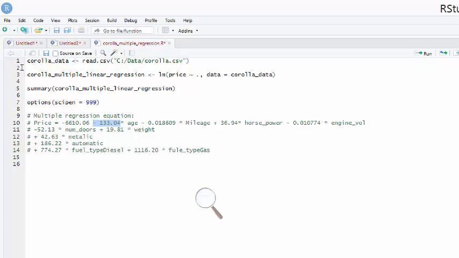But since we recoded the categorical predictors pretty much in the same way, the interpretation is similar, but not quite, because now we have to compare the value of the category for my predictor against the base one, right? And the base is where everything is 0, right? So this one, automatic car, is worth $186.22 more compared to the base, which is manual.